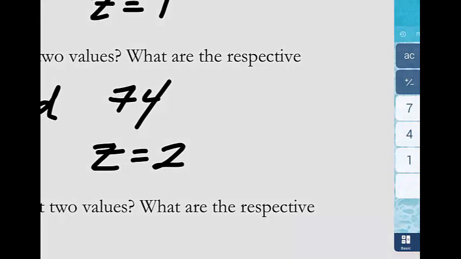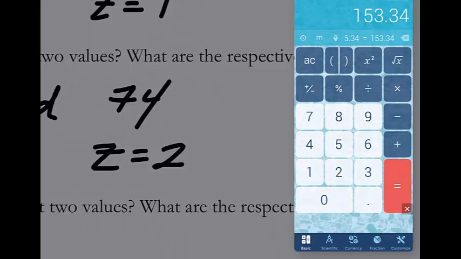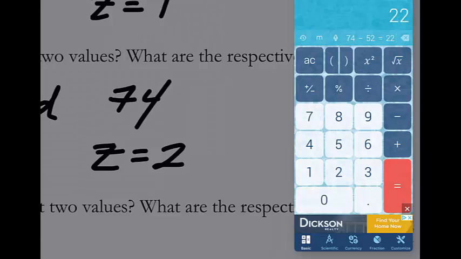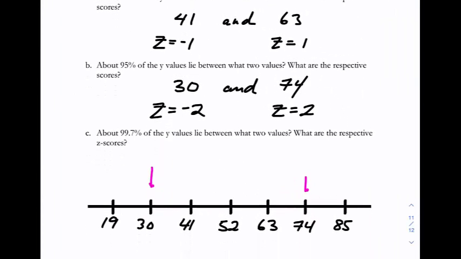You can easily take a calculator and make that conversion. For example, if I took the 74 and subtracted the mean, in other words, 74 minus the mean of 52, that is 22, then divided by 11, you get an automatic 2 there. If we went back the other way, if I took the value 30 and subtracted the mean, 52, and then divided by 11, you get another, that's where I get the -2 from. Okay, so that would be 95% of the data.